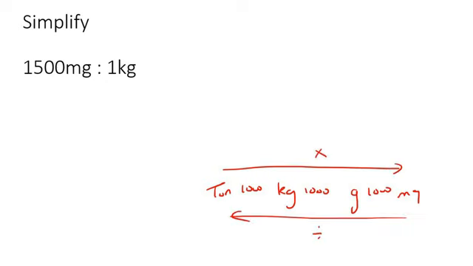If you go this way, we divide. Okay, now kilogram is over here, and then milligram is all the way over here. So the largest one is kilogram. So we need to convert kilograms to milligrams.